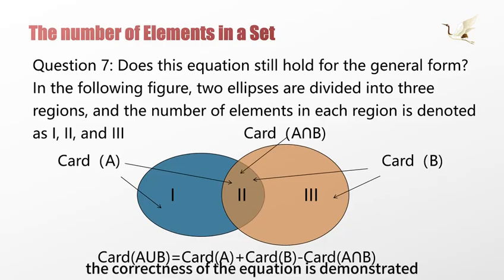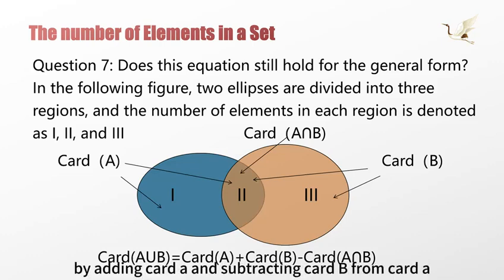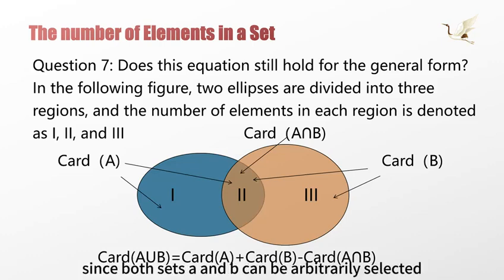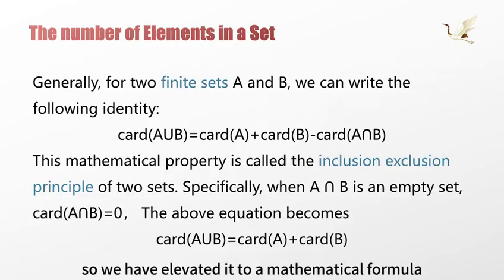The correctness of the equation is demonstrated by the fact that the area corresponding to the intersection of A and B is counted twice by adding card(A) and card(B), so it is subtracted once, and since both sets A and B can be arbitrarily selected in this process, the equation holds for all finite sets A and B. So we have elevated it to a mathematical formula.